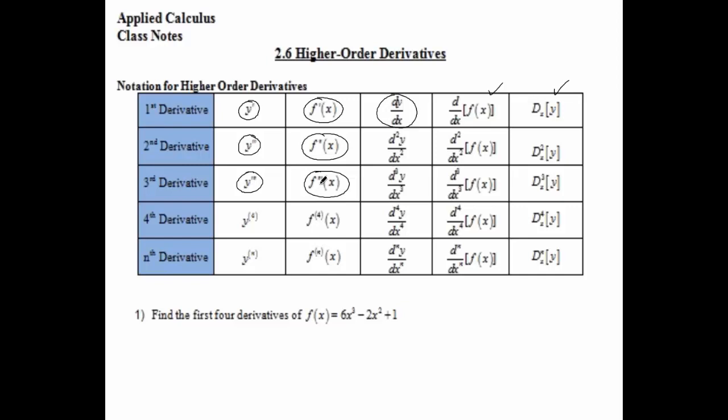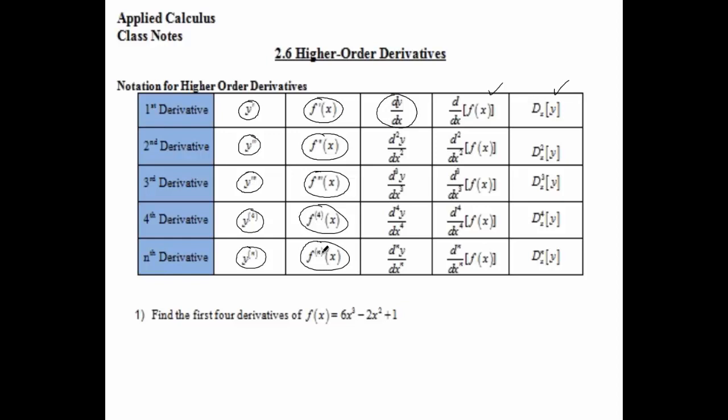So the fourth derivative would be y in parentheses, with what looks like an exponent of 4, and the same thing for f to the fourth of x, or the fourth derivative of x. And again, you notice that the other notations are done very similarly. So we can have a general notation for the nth derivative as y to the n, or the nth derivative of y, or f of n of x.